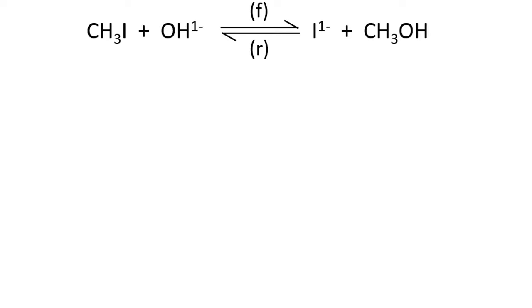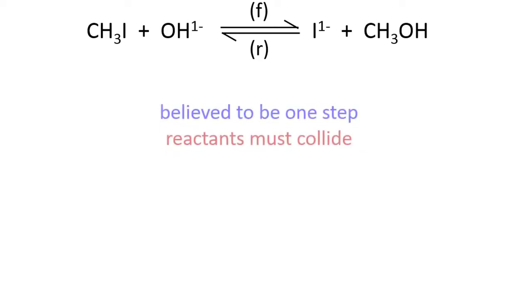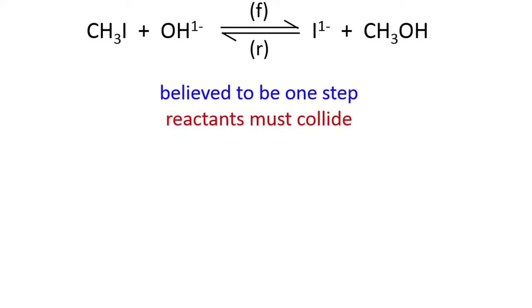Let's again look at our prototype reaction. Methyl iodide reacting with hydroxide ion to form iodide ion and methanol. This reaction is believed to be a one-step reaction, where the two reactants must collide in order for the reaction to move in the forward direction. Of course, for the reaction to go in the reverse direction, the two products must collide.